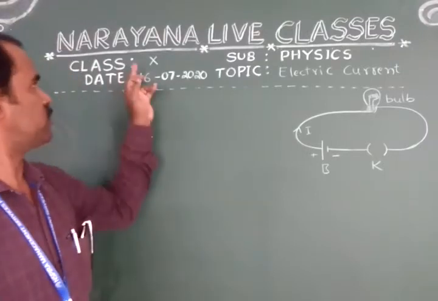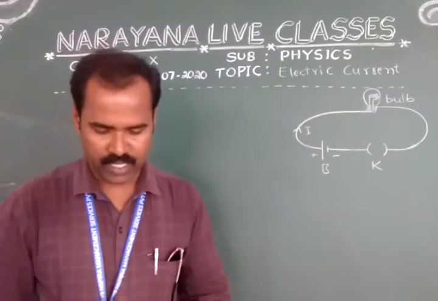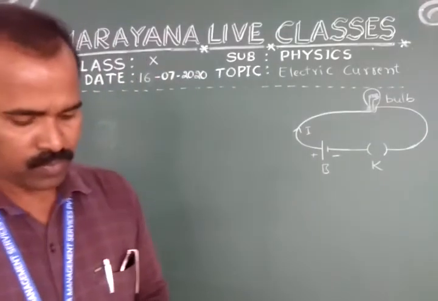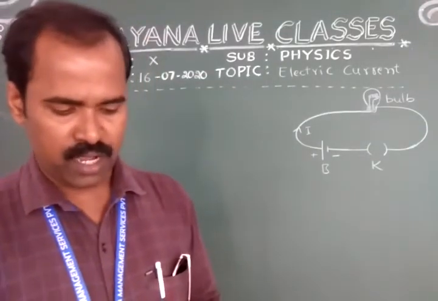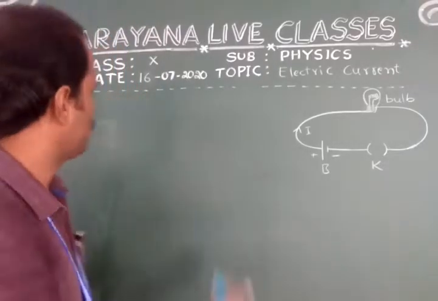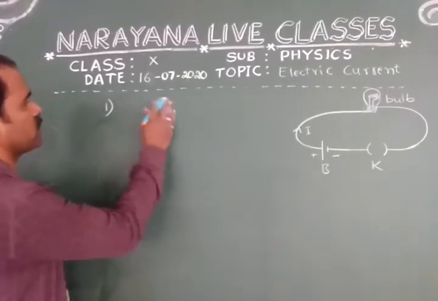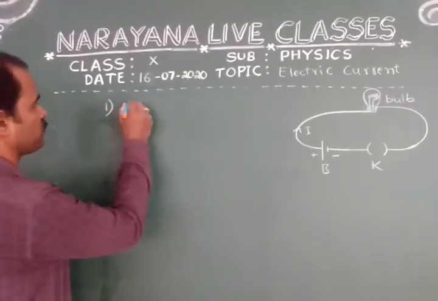Today's assignment for class 10 topic is electric current. In that, first question: what are the factors on which the resistance of a conductor depends? Factors affecting the resistance.